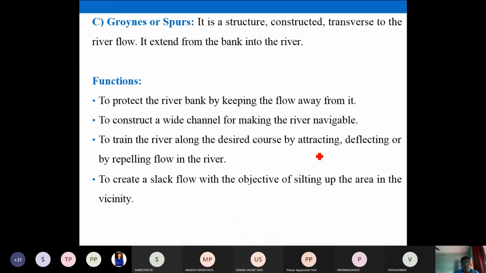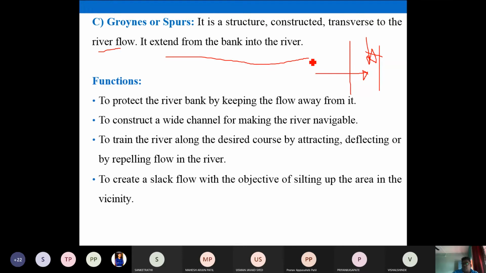Then the third type of structure is called groins or spurs. It is a structure that is constructed transverse to the river flow. The earlier structures were constructed along the flow, but these groins or spurs are constructed in the transverse direction to the flow. So it is a structure constructed transverse to the river flow, and it extends from the bank into the river.